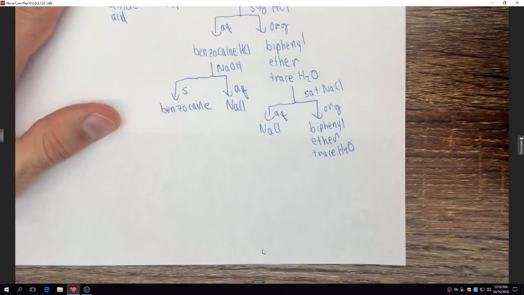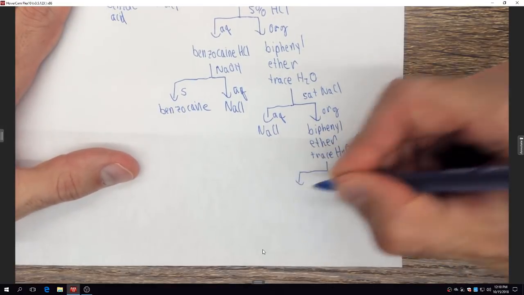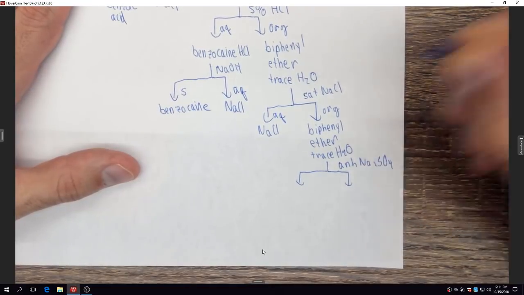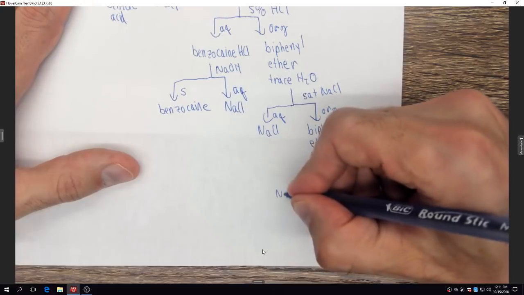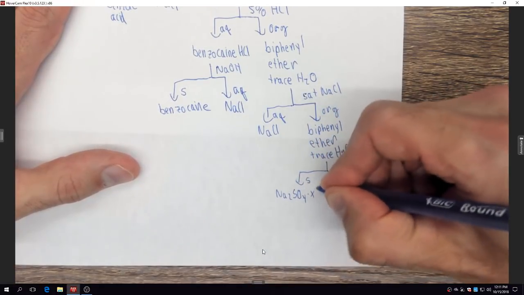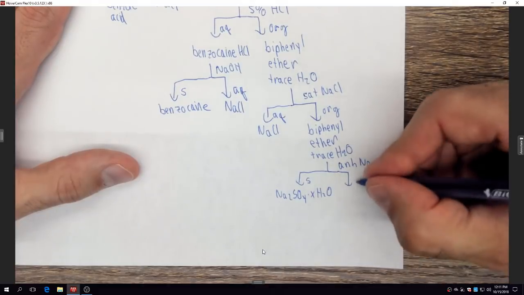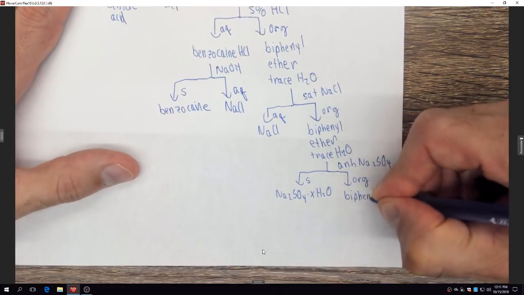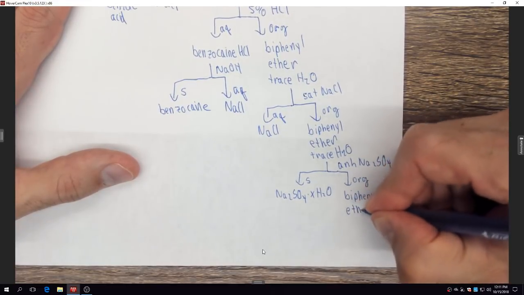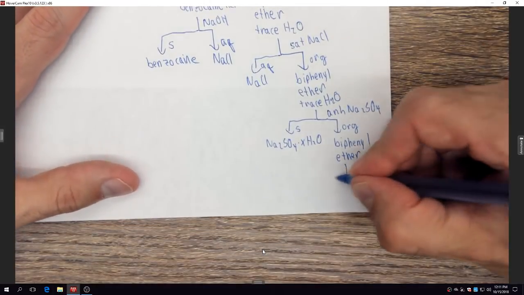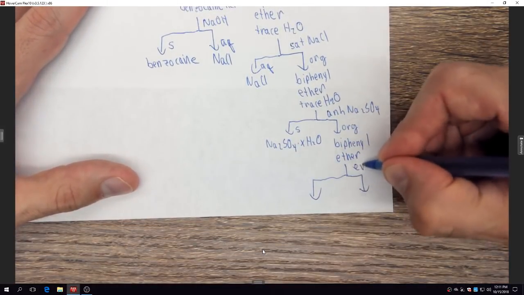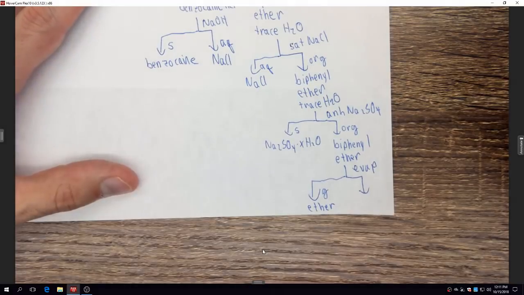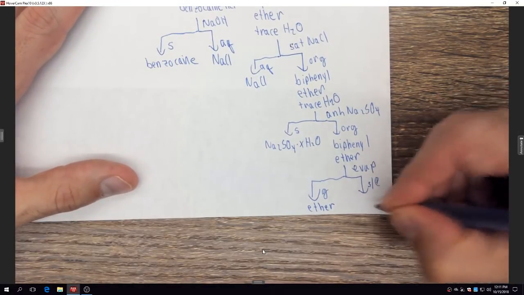All right. Now, how do we finish off getting rid of the water? Anhydrous Na2SO4, and we get a solid, which is Na2SO4 and some number of water molecules. And we get an organic, which is our biphenyl and our ether. Finally, we want to separate the two of them, and we evaporate. The gas is going to be your ether, which of course we will recondense. And your solid/liquid will be your biphenyl.